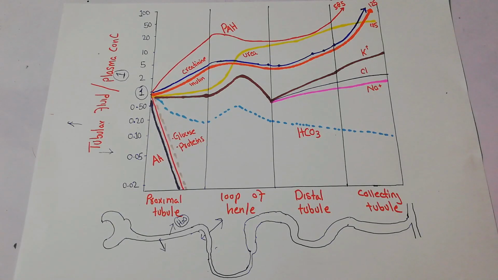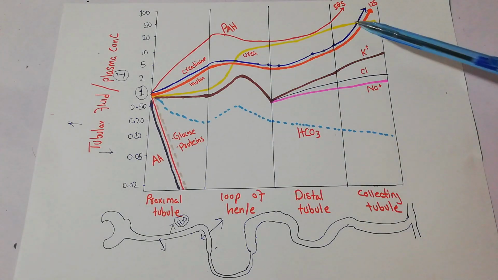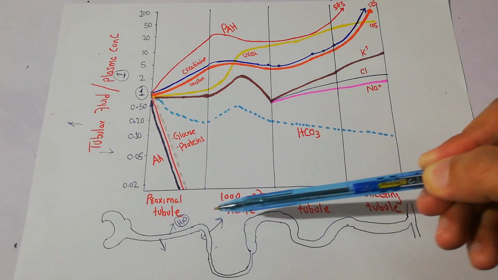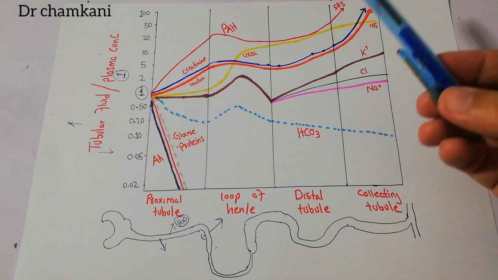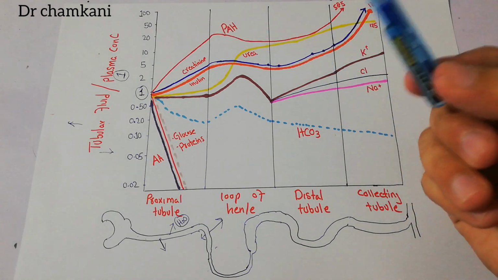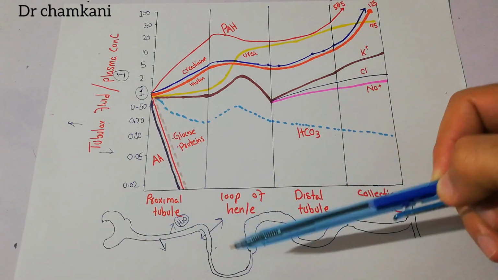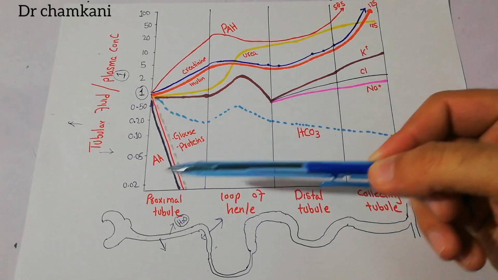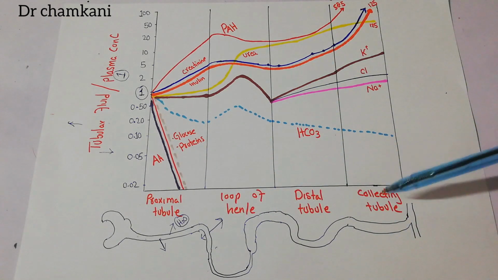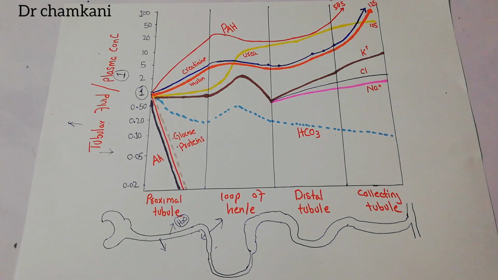Today in this lecture, we will talk about the summary of concentrations of different solutes in different tubular segments of the nephron. In short, we will see whether the concentration of a solute in the tubular fluid increases or decreases in any particular segment of the nephron: the proximal tubule, loop of Henle, distal tubule, and collecting duct.